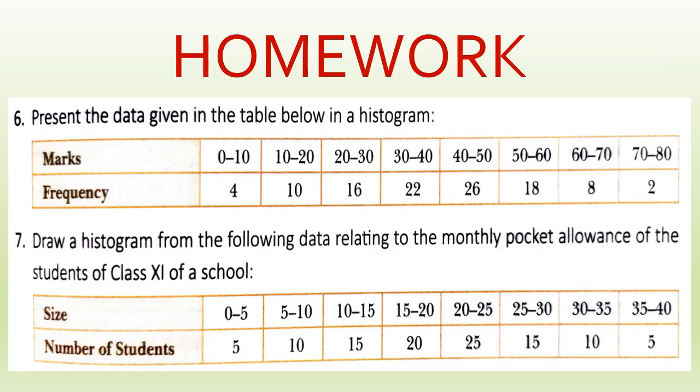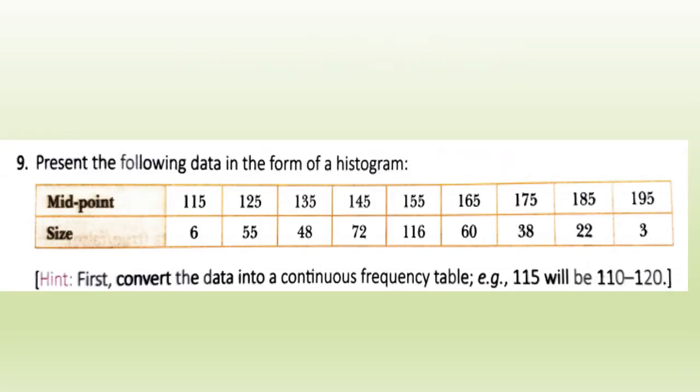I hope you understood today's concept. Your homework is to do these two questions in your fair notebooks. First, present the data given in the table below in a histogram. And second, draw a histogram from the following data relating to monthly pocket allowance of the students of class 11th of a school. And this one, present the following data in the form of a histogram.